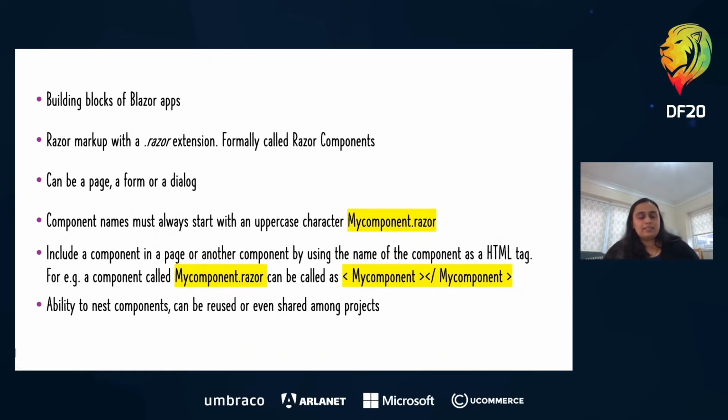You have the ability to nest components. You have the ability to share them. So if I have a component which I wrote for my Blazor Server app, I can by all means reuse that in my Blazor WebAssembly app. How cool is that? And if you're extra creative with your component setup, you can even have a collection of components and then share that across your plethora of Blazor apps, which you or your organization authors.